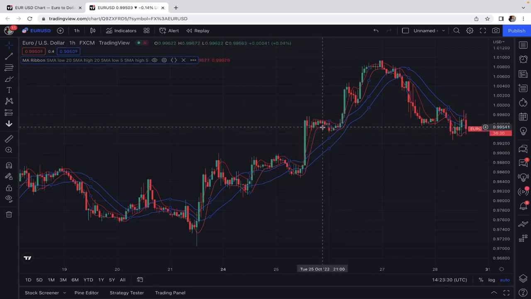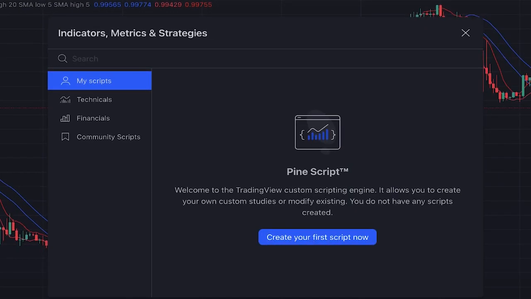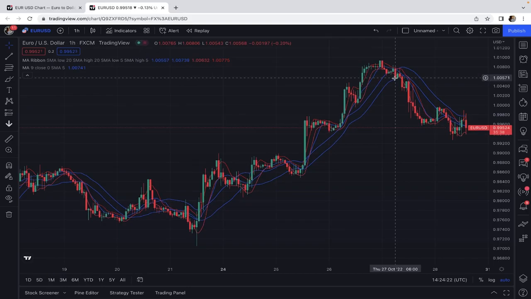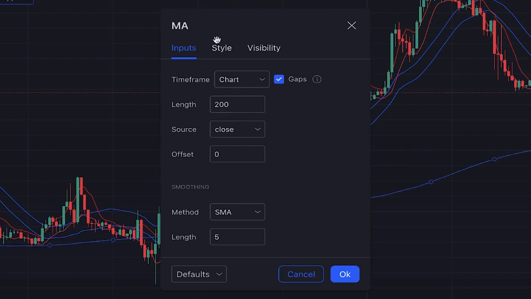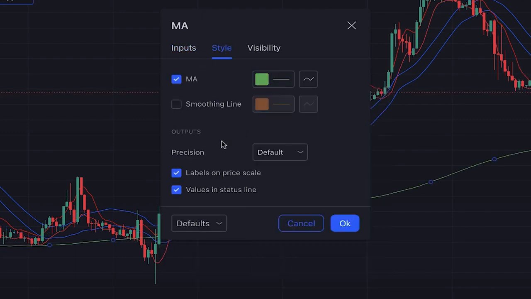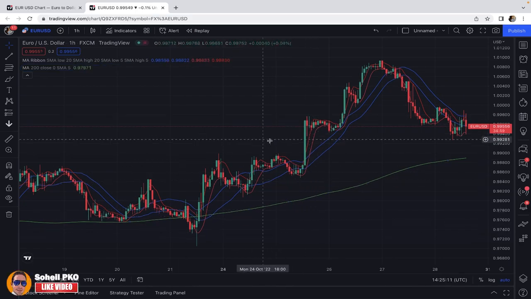A red channel that is moving closely to the price, and a blue channel that is moving a little further from the price action. We must add another moving average to our chart, a simple moving average, and here in its settings, for the length, we set it at 200. And let's make the color green. Alright, everything is already set on the chart, and let's see how we trade based on this trading strategy.